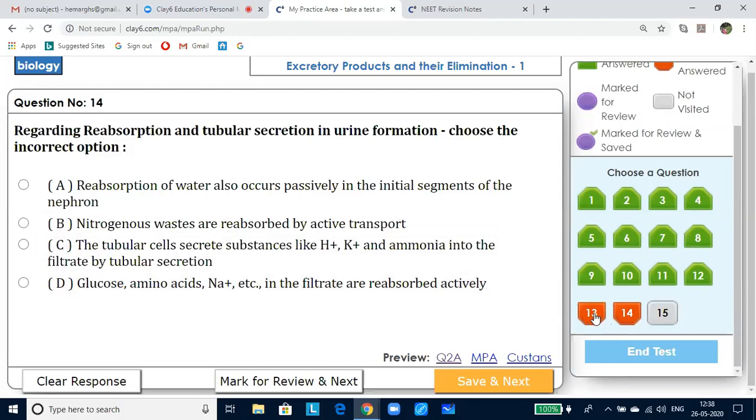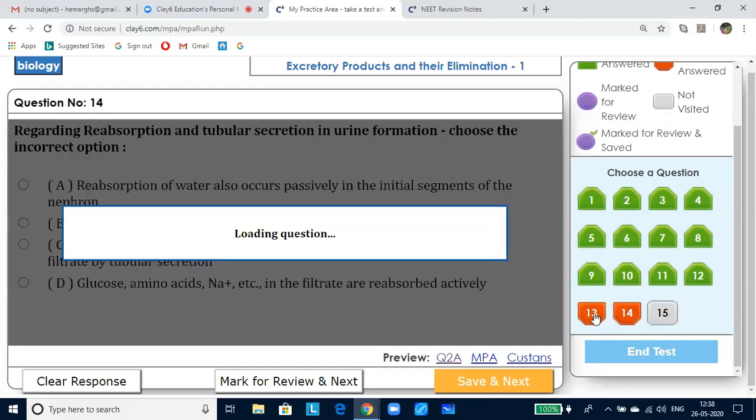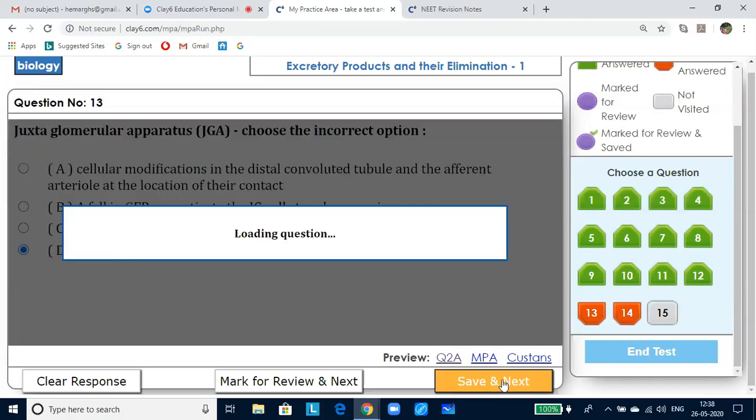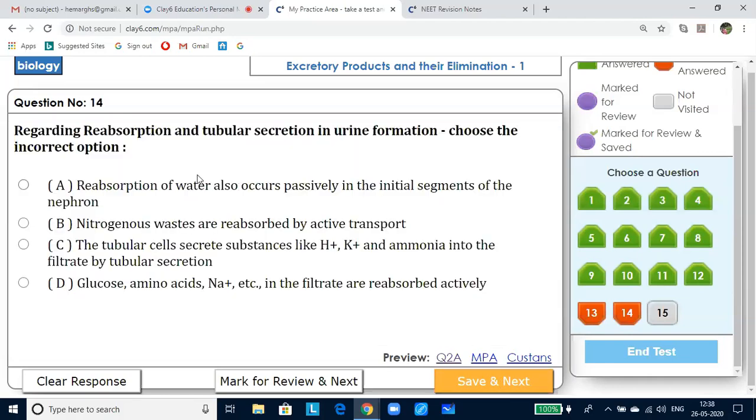Yeah, it has gone to the 13th question. Regarding JGA, that is juxtaglomerular apparatus, choose the incorrect option. So none of the above, all are correct here. Regarding reabsorption and tubular secretion in urine formation, choose the incorrect option.